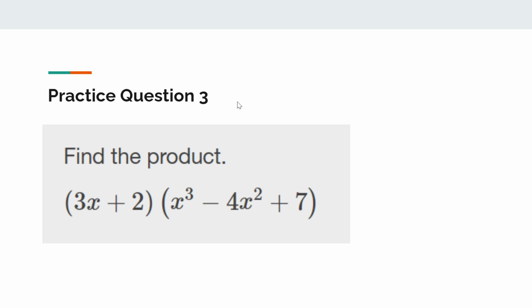Alright, so practice question number 3. Find the product. I'll give you guys again 30 seconds to work on these starting from now.